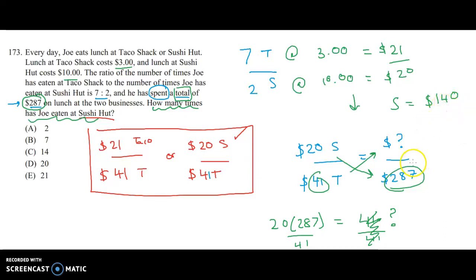But the question was, how many times has Joe eaten at the Sushi Hut? Well, one more step here. We know that every time you eat at the sushi place, it's $10. So if I spent $140 there, divide that by $10. That gets us to 14 times, and our answer is C.